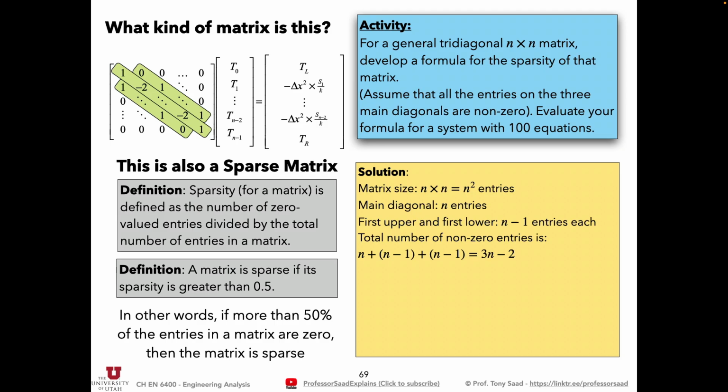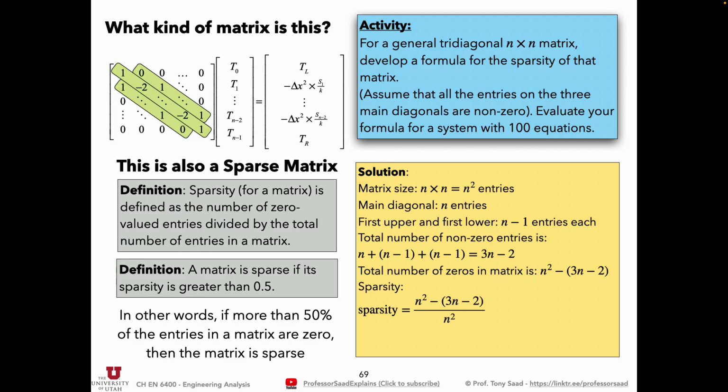So what's the number of zeros? It's the total entries in the matrix, n squared, minus the amount of non-zeros. So that gives me the number of 0 entries. Sparsity is that number over n squared. So n squared minus 3n plus 2 over n squared.